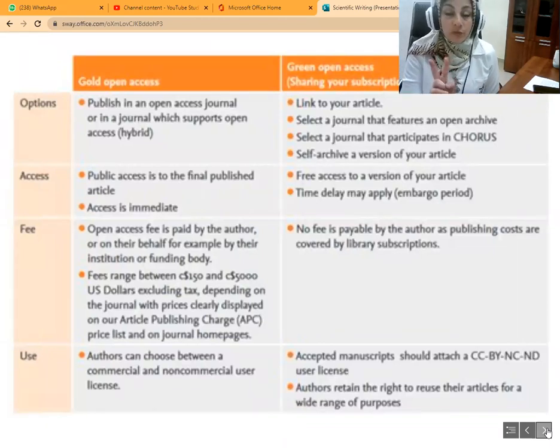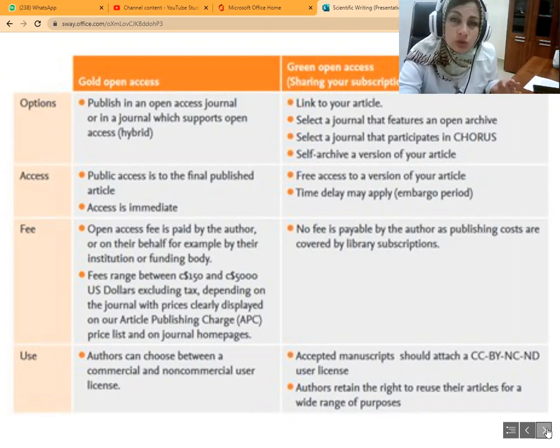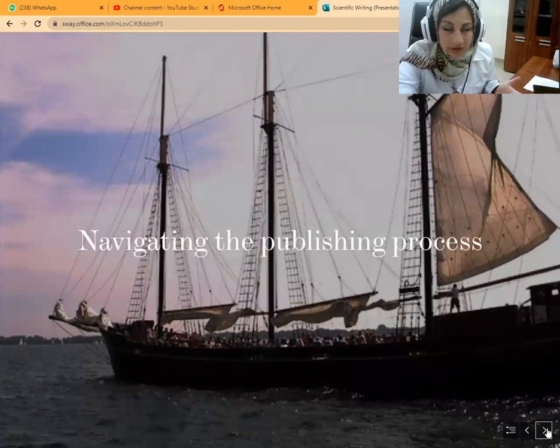So there are two types of open access. It's either golden open access or green open access. The most important difference between both is that green open access is usually not payable. There are no fees. Golden open access, there is a paid fee for that.